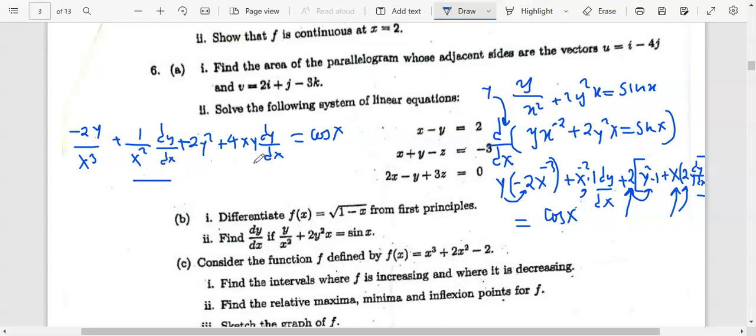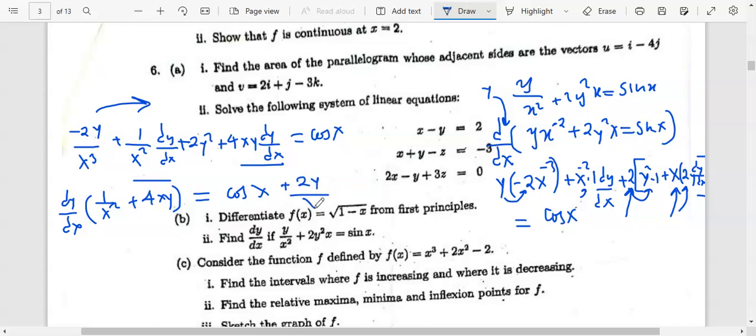And then those which have got dy over dx, I'm going to factorize it. So we have got this one and this one. I'm going to factorize out dy over dx. For the first one, we're going to remain with 1 over x squared, plus the second one, we're going to have 4xy. And this is supposed to be equal to cos x. I'll take this term to the other side of the equation, positive 2y over x cubed. Is that x cubed? Yes, it is.